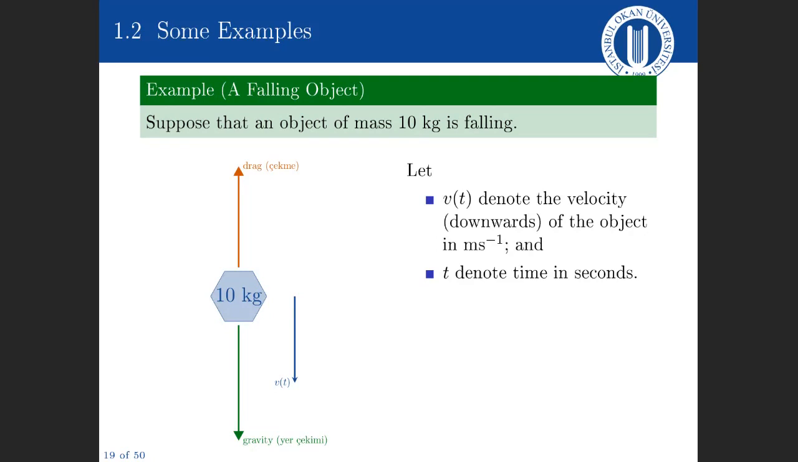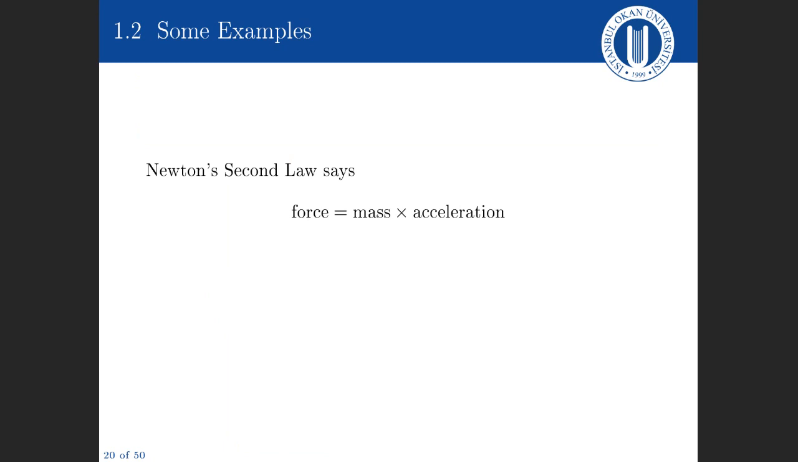Vt is going to be the velocity of the object in the downwards direction, and I'm going to measure this in meters per second. And t is going to be the time in seconds. We use Newton's second law, force is equal to mass times acceleration. The mass is 10 kilograms and the acceleration is the derivative of velocity, dv/dt.